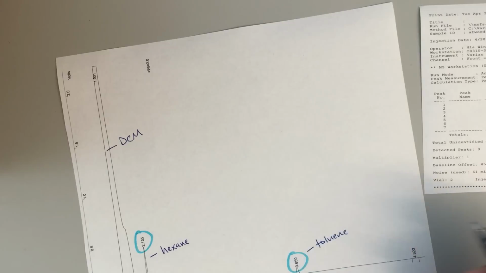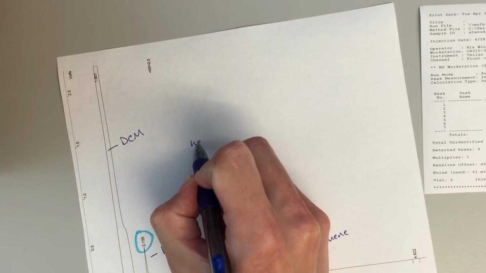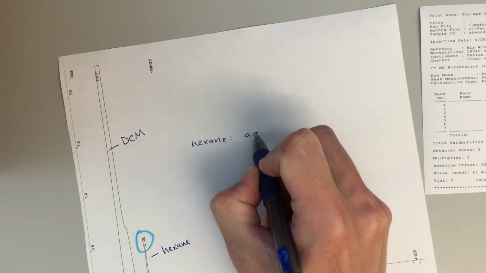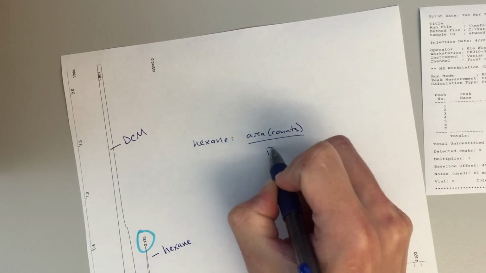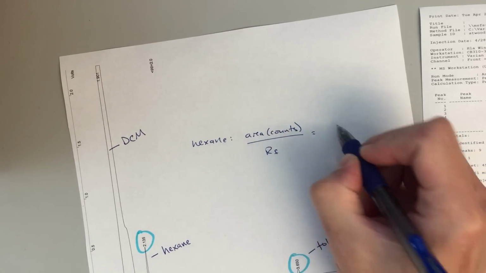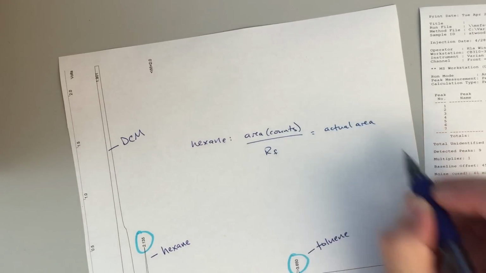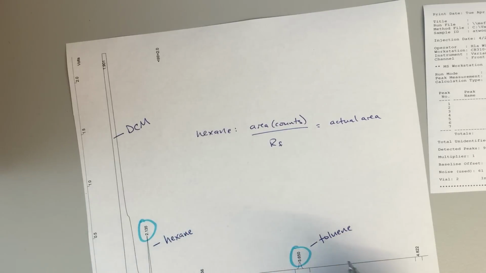So the last thing we need to do is take into account the response factor. So for hexane, for instance, the way that we're going to calculate that, we're going to take our area counts, and we're going to divide that by the response factor. That's going to give me my actual area, and that's what we're going to use to figure out the percentages of hexane to toluene in your sample.